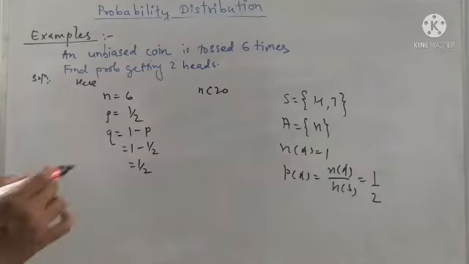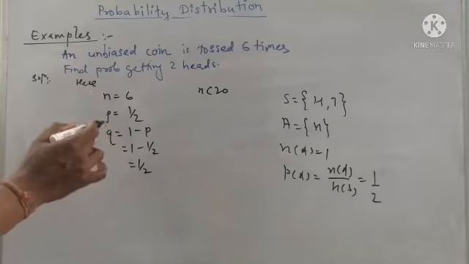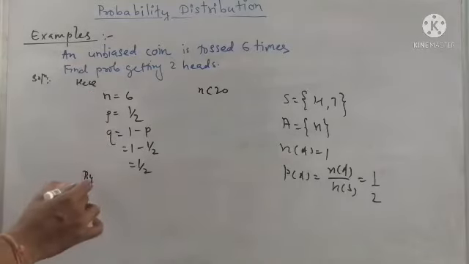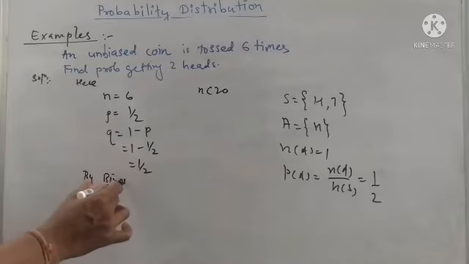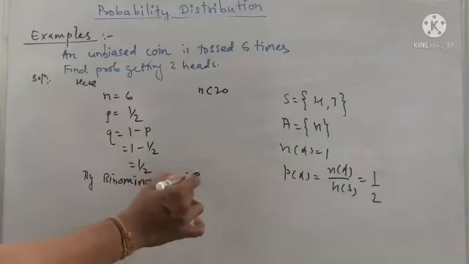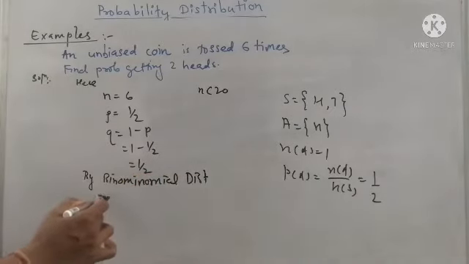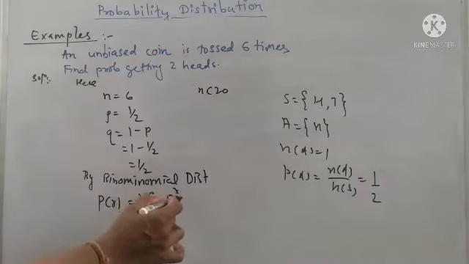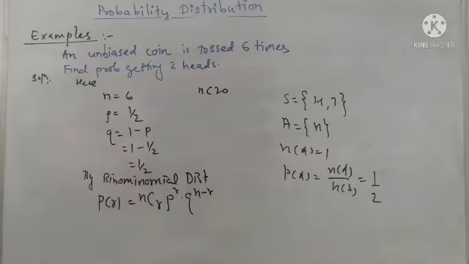We use n and find npq. Now by using binomial distribution, as we stated, the number of trials is small, so P of r, that is the probability of r, is equal to the formula nCr p raised to r into q raised to n minus r. Now in this example, take r equal to 2, as we have to find the probability of getting 2 heads, that means 2 successes.